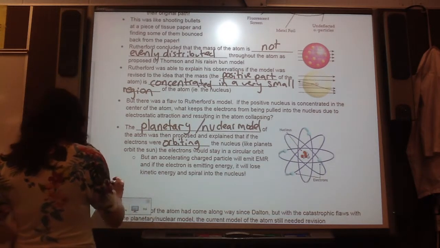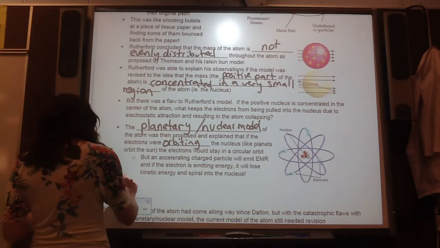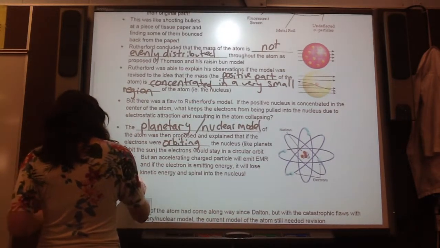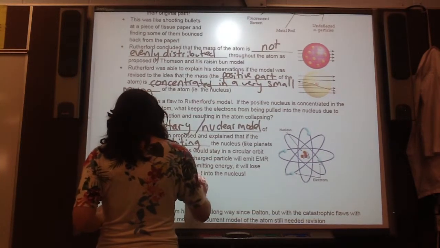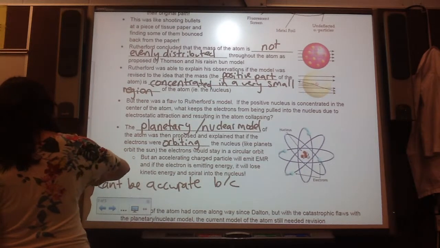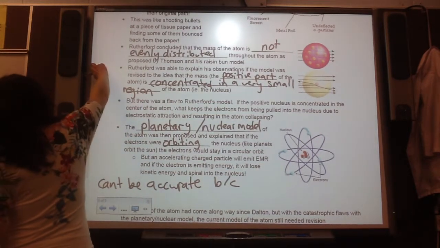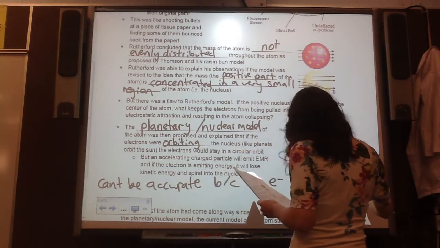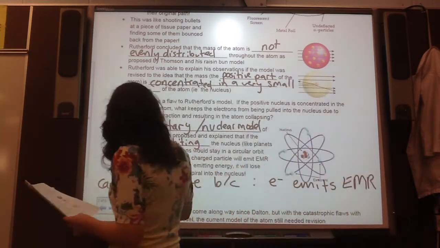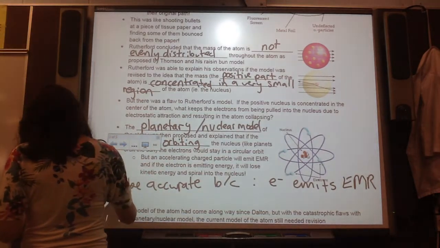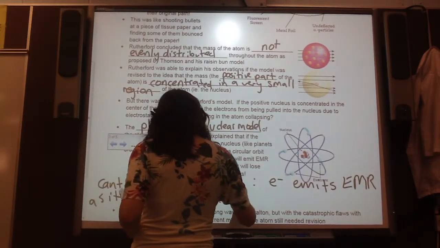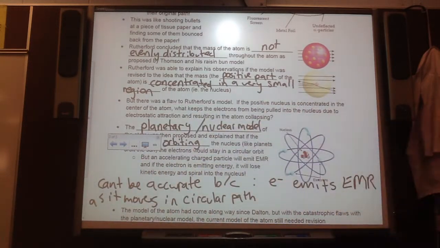Anyways, so this is invalid, it can't be accurate, because the electron emits EMR as it moves in a circular path, which means it's accelerating and loses energy.